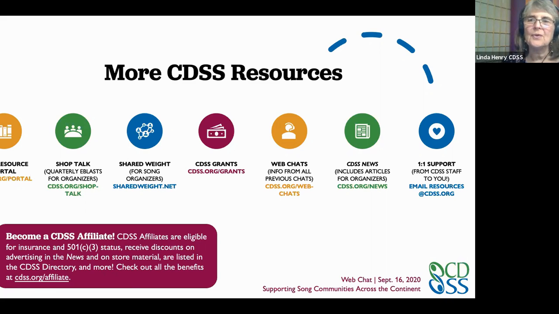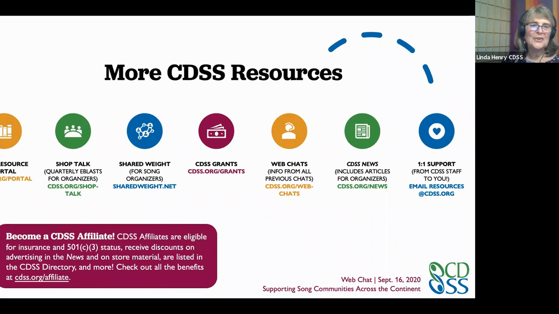CDSS also has a grants program to support organizers with projects and events to boost your communities. And we are now offering funding for racial justice training as well. And there's information on the website about applying for grants. Web chats, of course. This is our fourth web chat this year, and we've done a total of 10 now. And there's information on the CDSS web chat website for previous web chats on many topics. We also have a quarterly newsletter that often includes helpful articles for organizers. And we are offering one-on-one support from CDSS. You can contact us with particular questions or issues that you're dealing with in your communities.